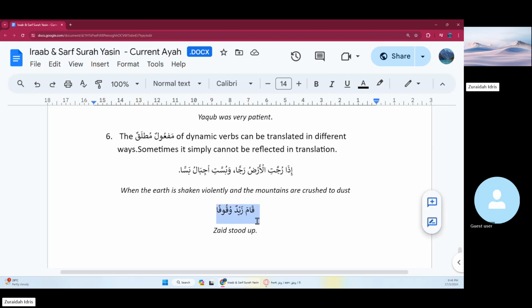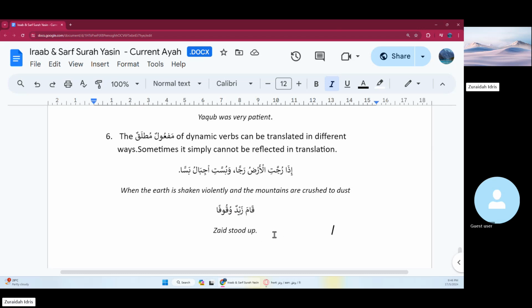But in this case, it's difficult. Qama Zaidun wuqufan. You want to show that maybe he was shocked at something and he stood up. You know what I mean? But how would you translate that? It is something that is difficult to translate in English. But in Arabic they cater to that sort of emotion.